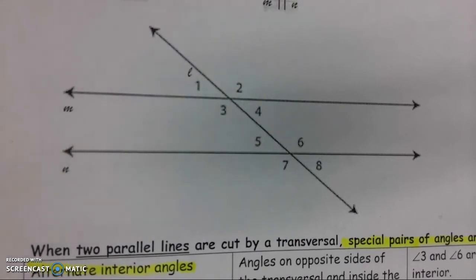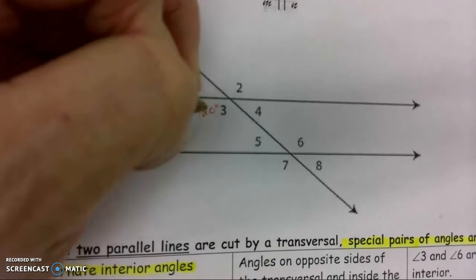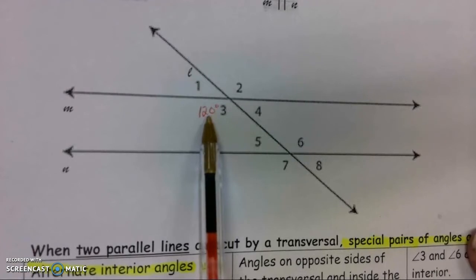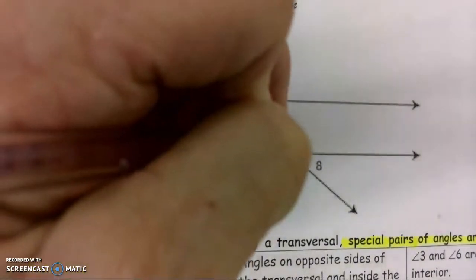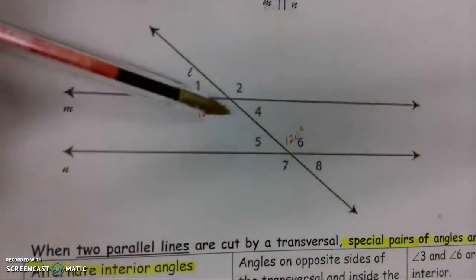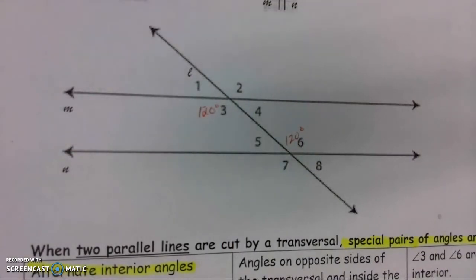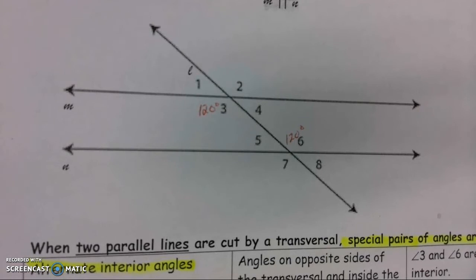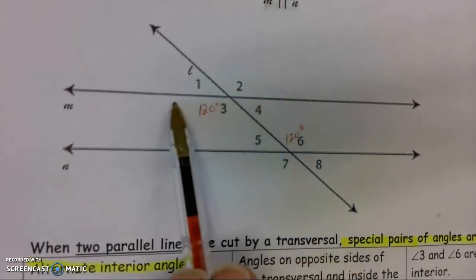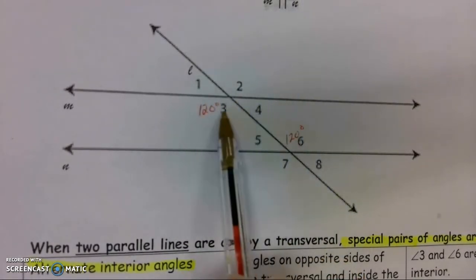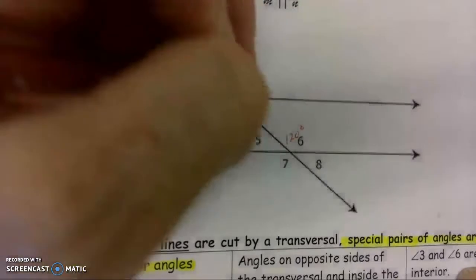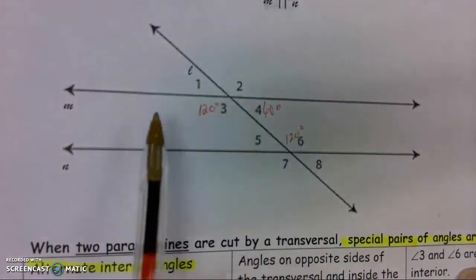So let's see how this will look. Let's say that angle 3 is 120 degrees. Okay, I'm going to give you that measure. Well, if angle 3 is 120 degrees, angle 6 is also 120 degrees. They are on alternate sides of the transversal inside the parallel lines. Alternate interior angles are congruent. Now, how does that help us find 4 and 5? Well, look at what I have here. I have a straight line. Those are supplementary angles, 3 and 4. So if I know that angle 3 is 120, angle 4 has to be 60 degrees. Supplementary angles equal 180.